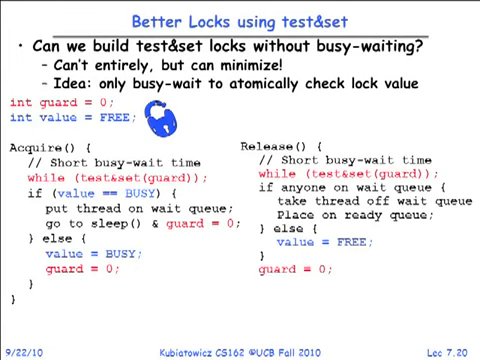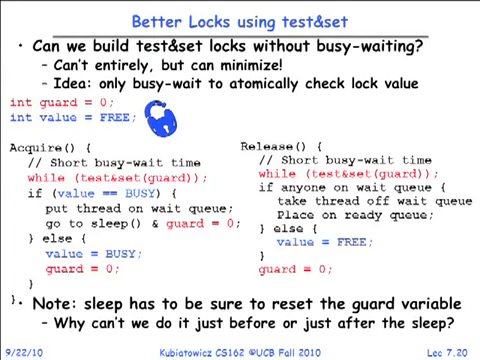You could put a yield in the busy wait. That would be less bad, because at least you're letting somebody run if they can run. You're still kind of burning up cycles. So it's still not quite elegant, but it's less of a bad busy wait. Okay. Good question. And of course, sleep has to be sure to reset the guard variable at the same time you go to sleep.